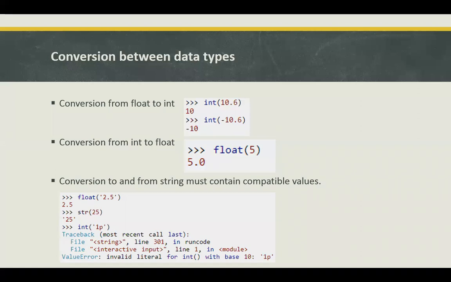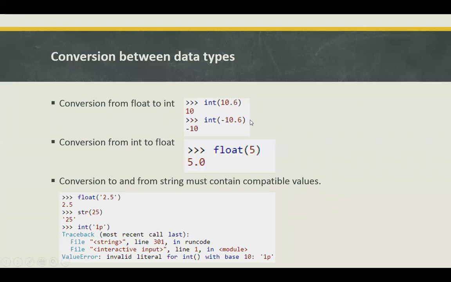Data loss chances are there. How? For example, say the float value 10.6, and if you are converting this float value 10.6 into an integer, after conversion the output is 10. So obviously data loss is there, right? 0.6 is lost.